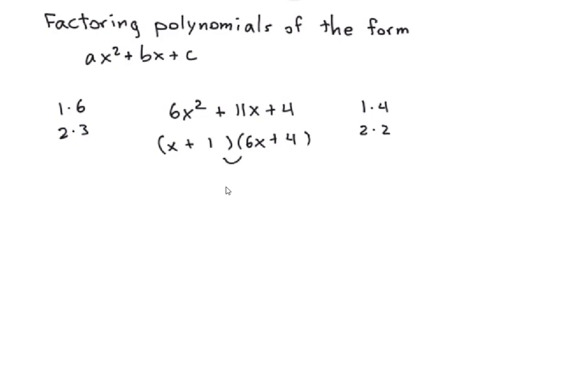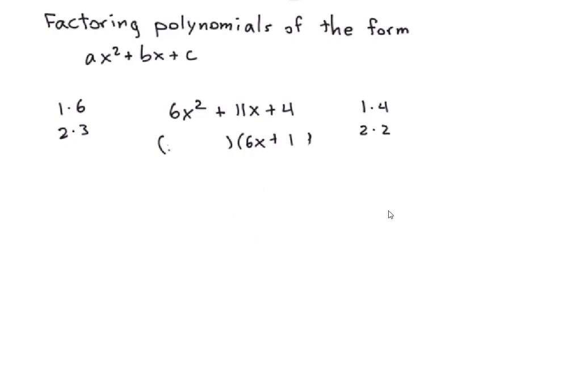Now when we check the middle term, we're going to get 6x, and we're going to get 4x, which gives us 10x. That didn't work either. So we keep trying different combinations. 1 and 4 didn't work, but maybe 4 and 1 will. So here we get 24x, and we get 4x, so that's going to give us 28x. That didn't work. Now we've tried every possible combination starting with 1x and 6x. So that tells us that the 1x and 6x were incorrect.